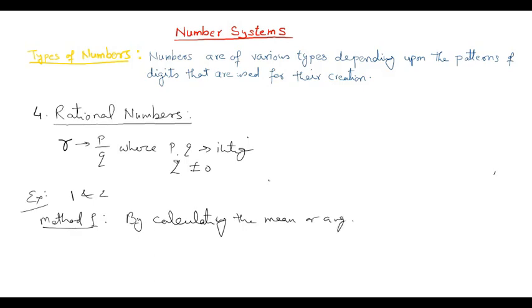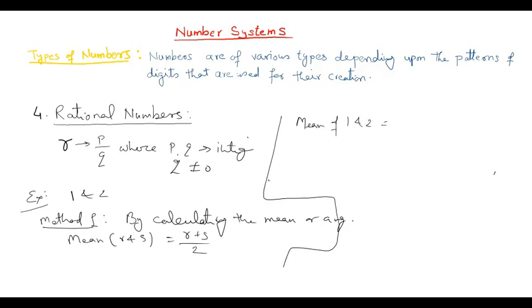So the mean of two numbers r and s can be given as (r plus s) by 2. So we can say the mean of 1 and 2 is equal to (1 plus 2) by 2, that is equal to 3 by 2. So here we have calculated one rational number between the numbers 1 and 2. So we can say here it becomes 1, 3 by 2 and 2. So now we have to calculate 5 such rational numbers.